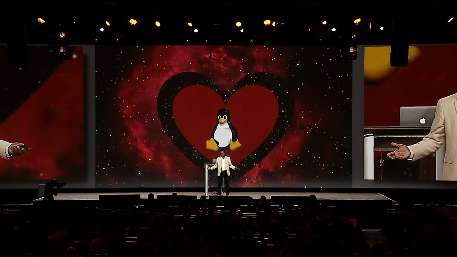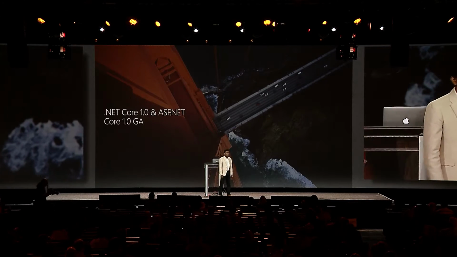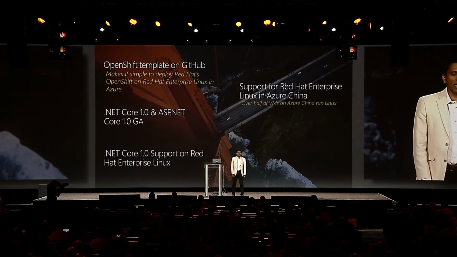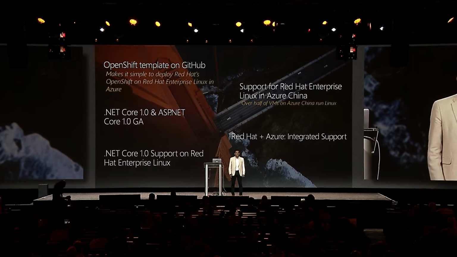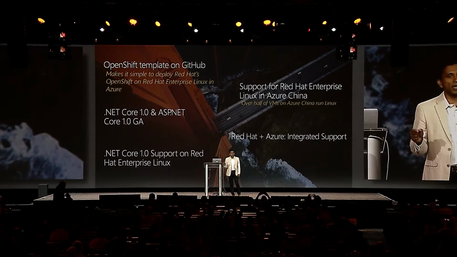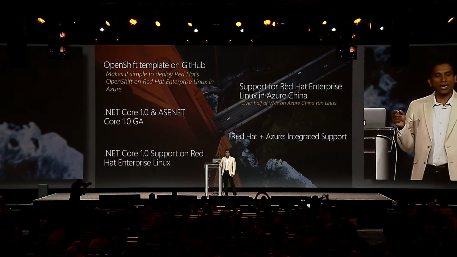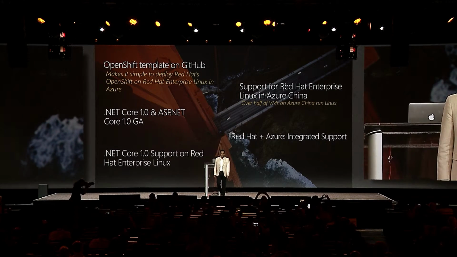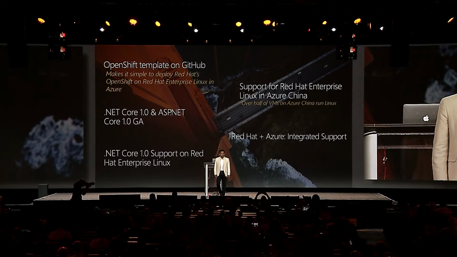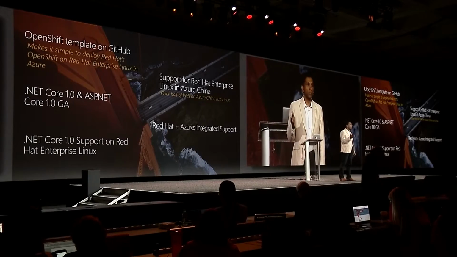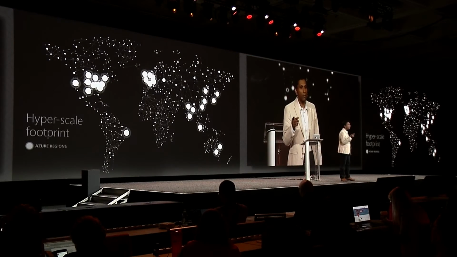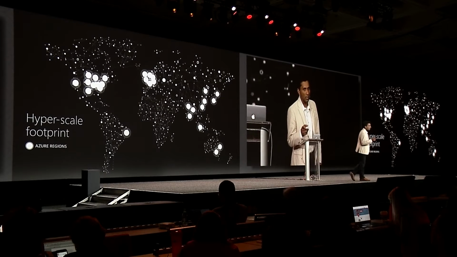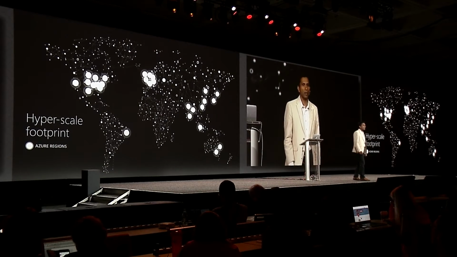So Microsoft loves Linux. And we have a number of announcements today. So we have OpenShift. We have support for it. It makes it simple to deploy Red Hat's OpenShift on Red Hat Enterprise Linux on Azure. We are announcing the GA of .NET Core 1.0 and ASP.NET Core 1.0 today, and .NET Core 1.0 support on Red Hat Linux. And we have RHEL also supported in Azure China. And you know what? Over 1/3 of all VMs in Azure today run Linux.